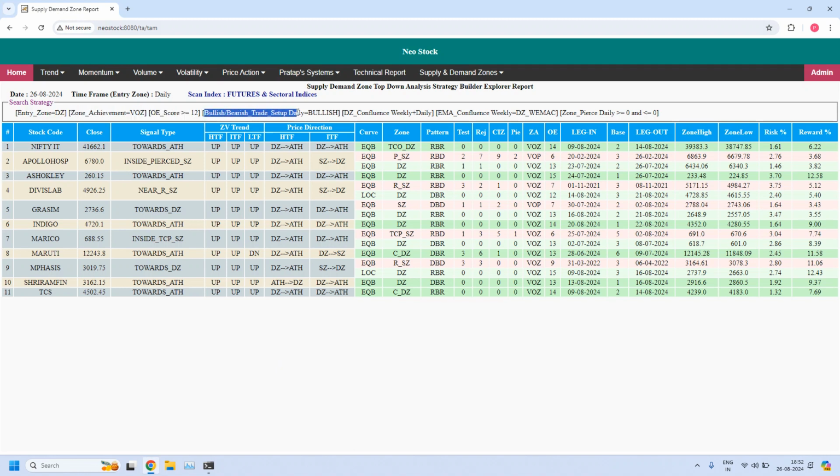So bullish or bearish trade setup, daily time frame, we have selected bullish, that is entry time frame. See, demand zone confluence is weekly and daily. And EMA confluence is weekly demand zone with weekly EMA confluence. So these 11 stocks are having a little more higher probability. And moreover, TCS is also there, a fresh zone and also high liquidity zone. So always you should keep an eye on these stocks.